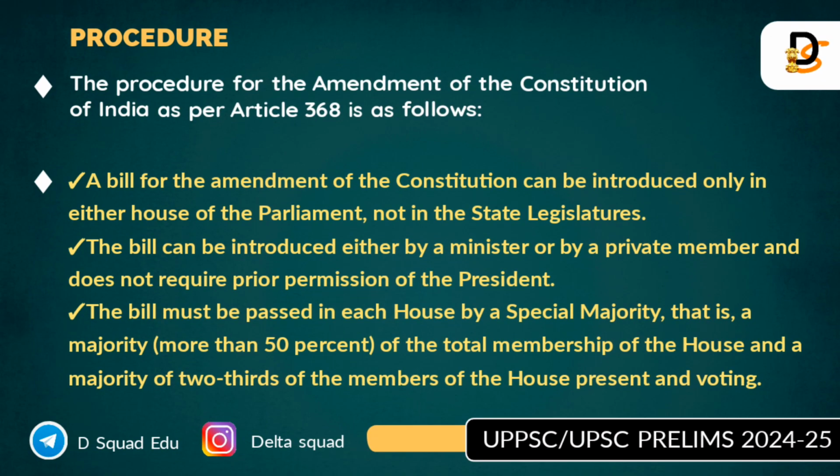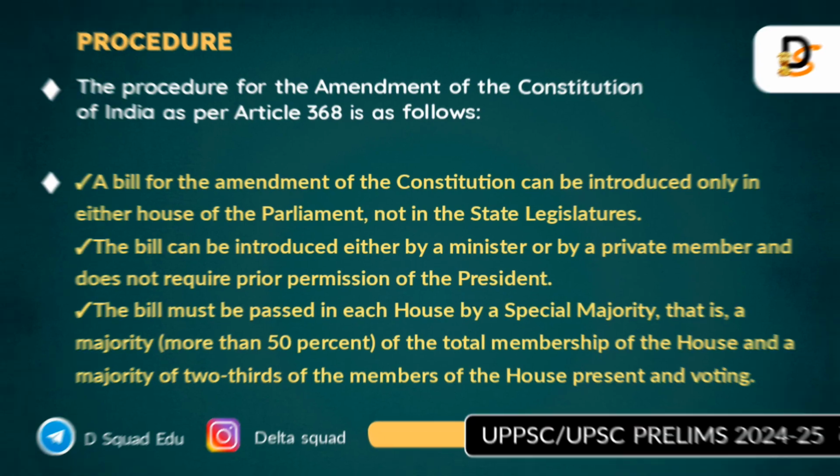Now let's discuss the procedure of the amendment of the Constitution under Article 368. In this, a bill for the amendment of the Constitution can be introduced only in either house of the Parliament, not in the state legislatures. The bill can be introduced either by a minister or by a private member and does not require prior permission of the president. The bill must be passed in each house by a special majority, that is, a majority of more than 50% of the total membership of the house, and a majority of two-thirds of the members of the house present and voting.